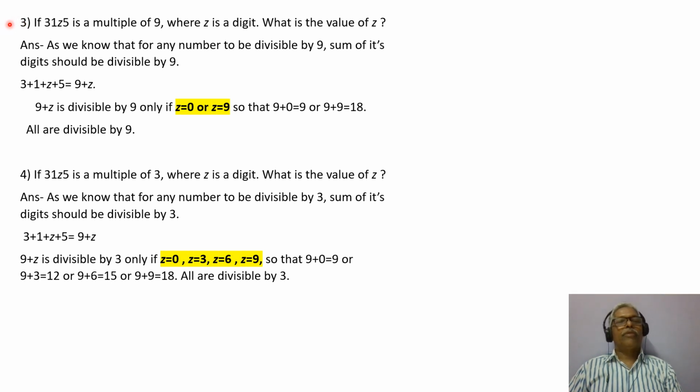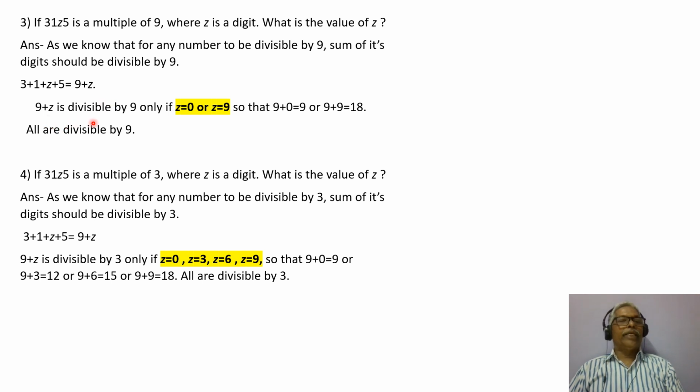Problem number 3. Read this very carefully. If 31Z5 is a multiple of 9, where Z is a digit, what is the value of Z? Got it? We'll see the answer. As we know that for any number to be divisible by 9, the sum of its digits should be divisible by 9. We know this rule. We'll apply this rule. So 3 plus 1 plus Z plus 5 is equal to 9 plus Z. The addition of all these digits leaves 9 plus Z.